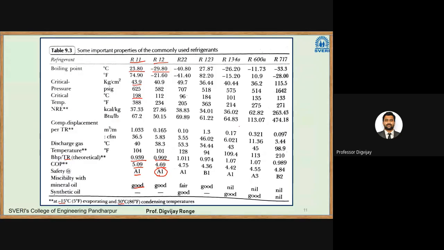Now if I come to R717, in that case we can see that the boiling point is minus 33.3 degrees Celsius. But at this point, it is labeled as a B2 type refrigerant. B2 means it has higher toxicity but lower flammability. So it is highly toxic, and there is flammability, but that flammability level is very low. So this table gives you a slight idea about the thermophysical properties we are dealing with in the case of refrigerants.